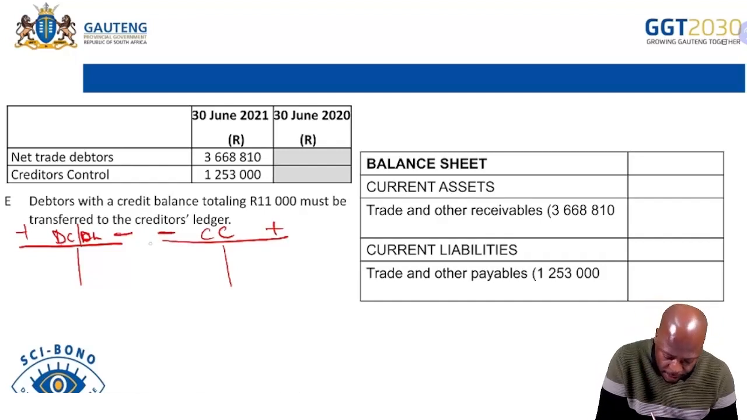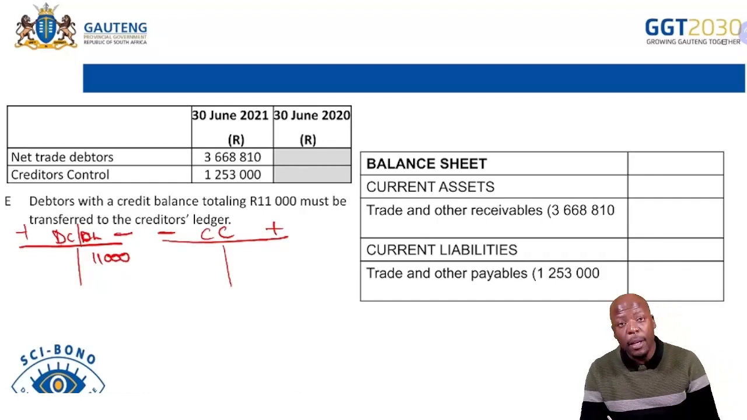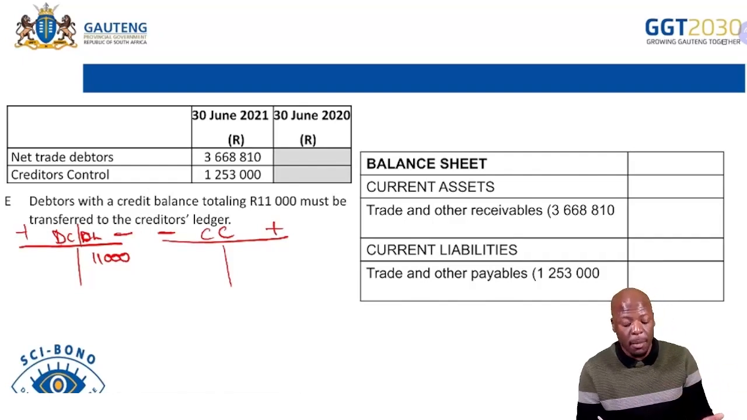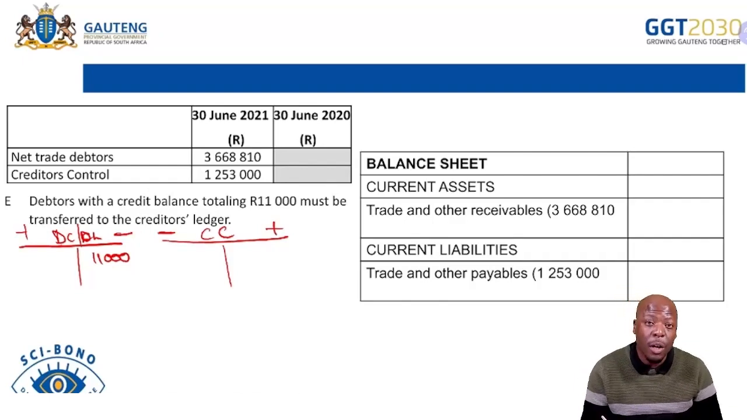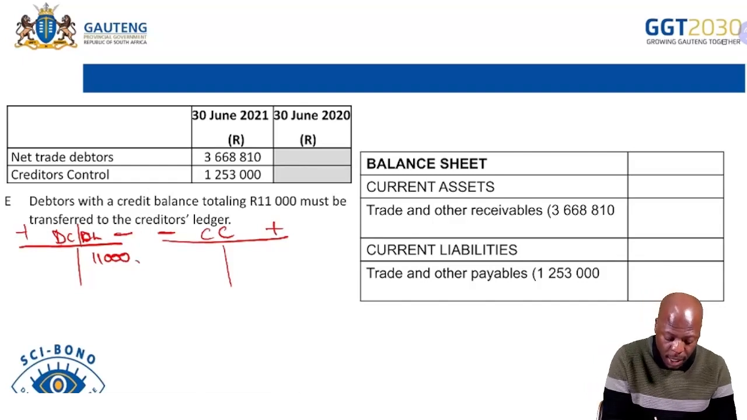Debtors with a credit balance. That means the balance is here, 11,000. Okay, so debtors must have a debit balance, assets. When a debtor now has a credit balance, they're saying this debtor with a credit balance, we should now transfer him to the creditors ledger. So remember the double entry principle. I have to make two entries. That means if I take this amount out from the credit side of the debtors ledger, I have to remain with zero in this account.